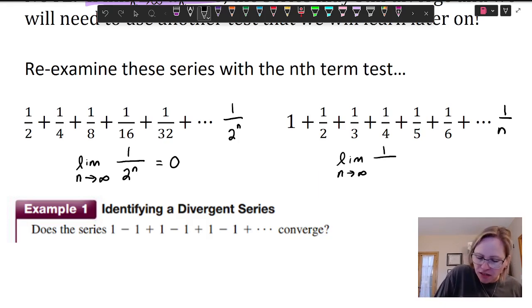And so if I take the limit of that rule, we also get 0. But we saw from the partial sums that it diverged. So just because the limit of the terms is approaching 0, that does not guarantee that our series will converge. However, if the limit of the terms is not 0, we can conclusively say that the series will diverge.